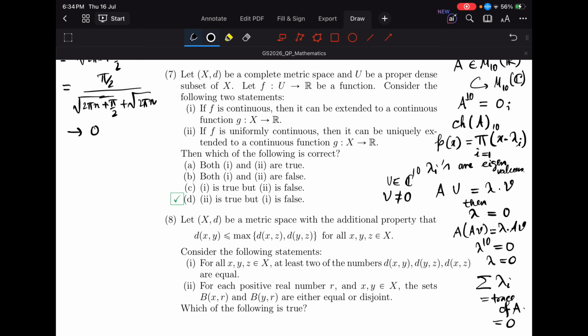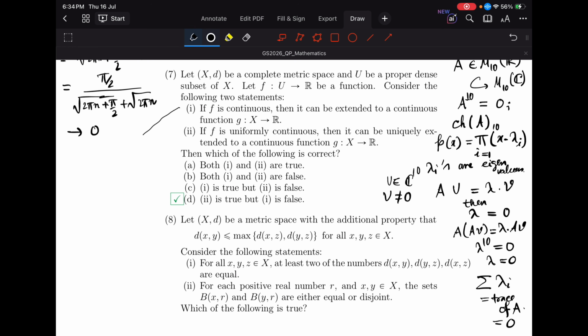So let (X, d) be a complete metric space and U be a proper dense subset of X, and let f from U to R be a function. Consider the following two statements. If f is continuous, then it can be extended to a continuous function from X to R.